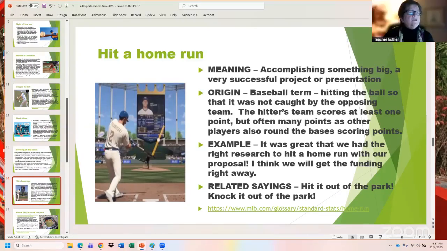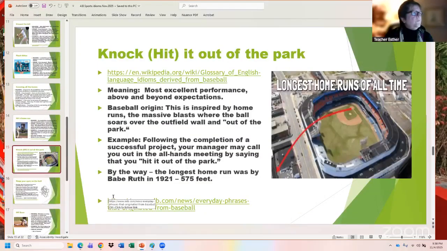Okay. So I put another link down here at the bottom so that when you see this, you can copy and paste that and read some of the idioms that we've reviewed today. We have a few more left to go.